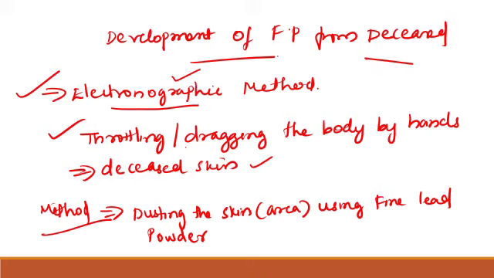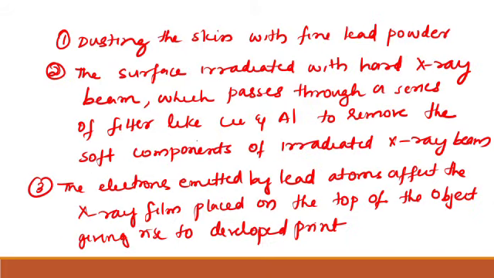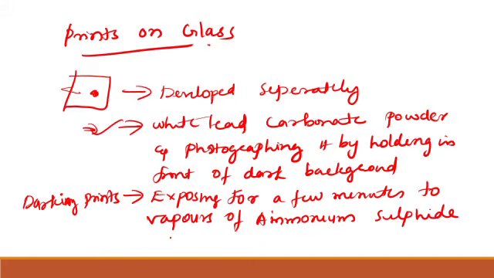So in this method, the dusting of the skin or the area which contains the fingerprint with fine lead powder is the first step. And the second step is that the surface is irradiated with a hard X-ray beam, which passes through a filter like copper, or a series of filters like copper or aluminium, to remove the soft components of the irradiated X-ray beam, and the electrons emitted by lead atoms affect the X-ray film placed on top of the object, giving rise to the developed print.